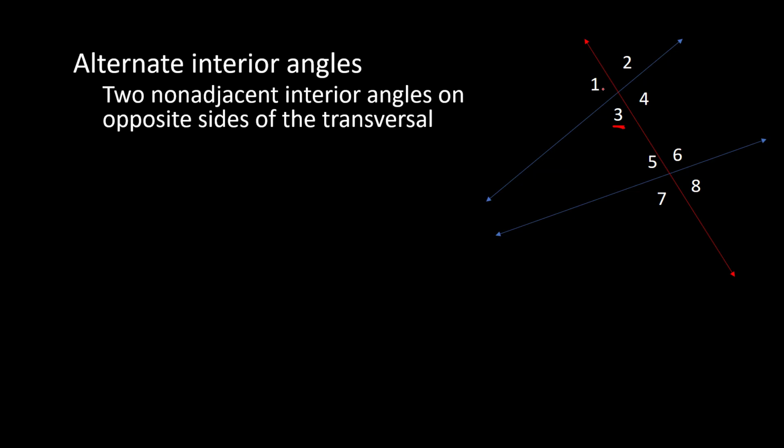So the red line is a transversal, so it needs to be on the right side to be an alternate interior angle with angle 3. But angle 4 does not count because it needs to be non-adjacent. Adjacent means next to, so it cannot be angle 4 because it has to be non-adjacent. So angle 3 and angle 6 would be considered alternate interior angles. Also, angle 4 and angle 5 would be alternate interior angles because they're on opposite sides of the transversal, they're not adjacent, and they're also on the interior of the two blue lines.